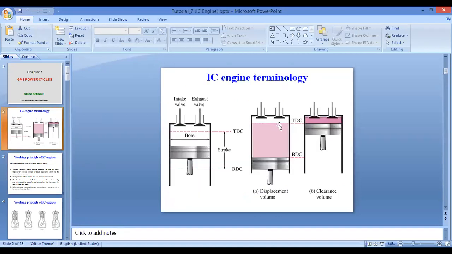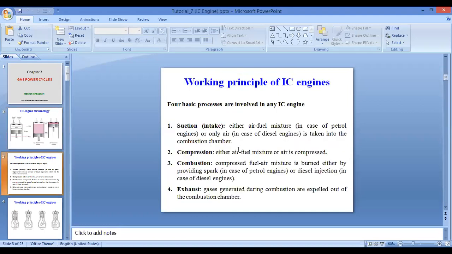The next one is combustion. After getting sufficient pressure and temperature of the fuel, we need to ignite it, we need to burn it. The fuel will burn with the help of a spark plug in case of a petrol engine, and it will ignite with the help of a fuel injector in case of the diesel engine. So the burning or combustion of the fuel is our third process.